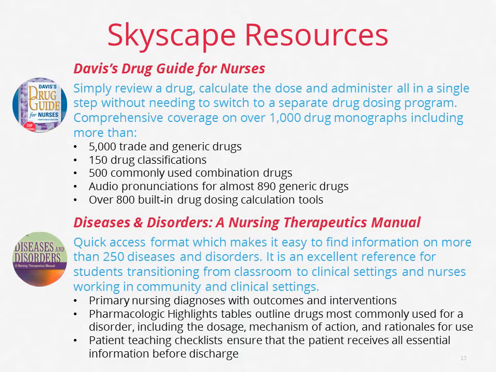The Diseases and Disorders: A Nursing Therapeutics Manual includes a quick access format which makes it easy to find information on more than 250 diseases and disorders. It is an excellent reference for students transitioning from classroom to clinical settings and nurses working in community and clinical settings. Features include primary nursing diagnoses with outcomes and interventions. There is also a patient teaching checklist to ensure that the patient receives all essential information before discharge.